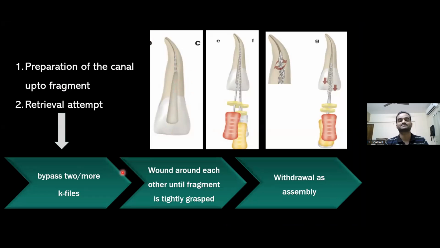by bypassing 2 or more K or H files, and they should go at least around two-thirds of the total length of the file, and then all 3 files are wound around until the fragment is tightly grasped and the assembly is withdrawn in a clockwise and anti-clockwise motion while pulling it out.